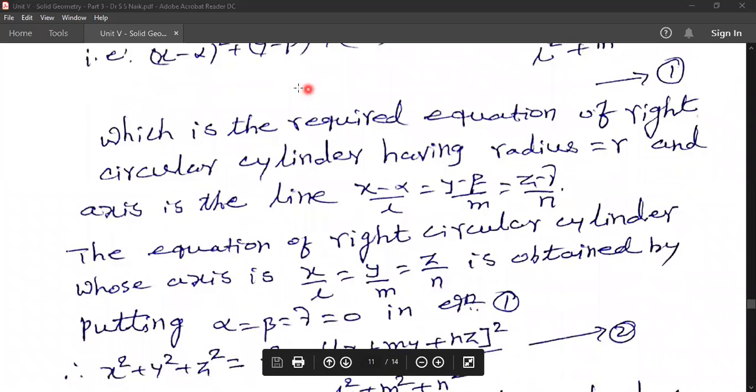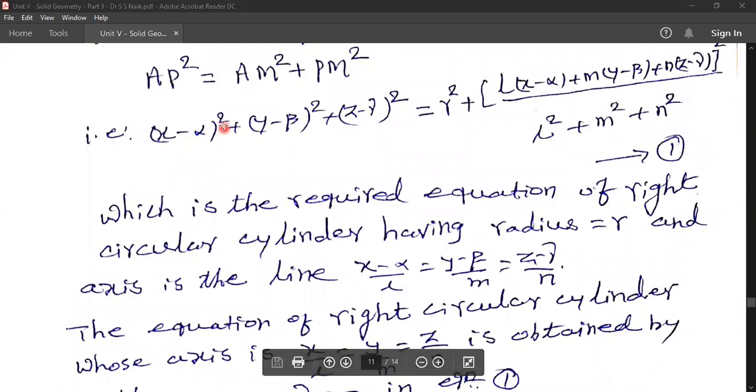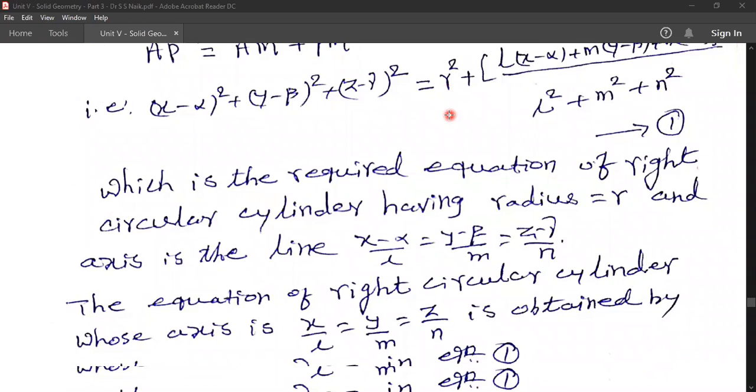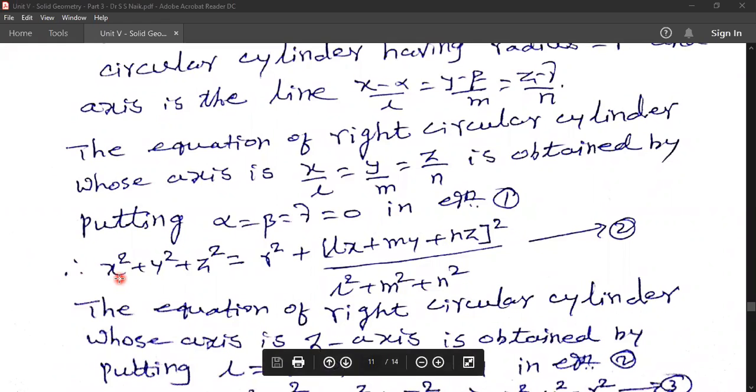So when you put that value, then (x minus alpha) square, with alpha equal to 0, becomes x square, this is y square and this is z square. Then with this being 0, it becomes (lx plus my plus nz) whole square divided by l square plus m square plus n square. Then this r square also will remain. Therefore, you get on the left hand side x square plus y square plus z square is equal to r square, where r is the radius.